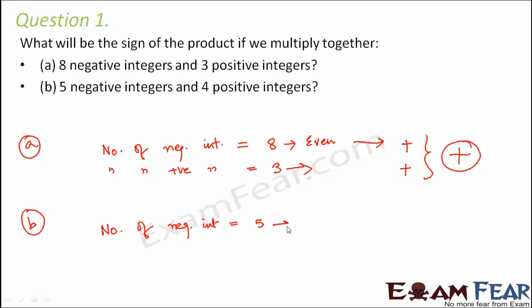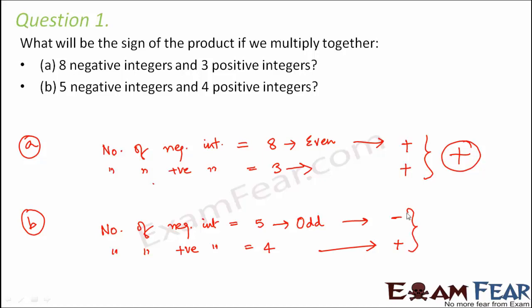5 is even or odd? 5 is odd. Therefore, the product of 5 negative integers would be negative. Now what about 4 positive integers? The number of positive integers is 4, and it doesn't matter whether the number of positive integers is 3 or 4, the product is always positive.